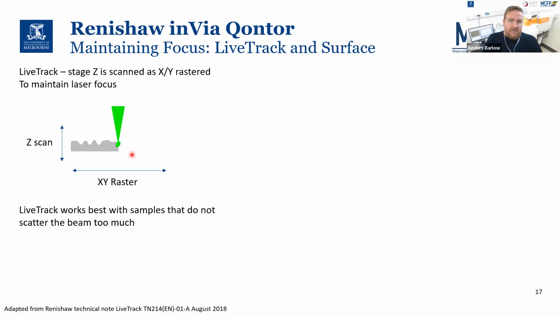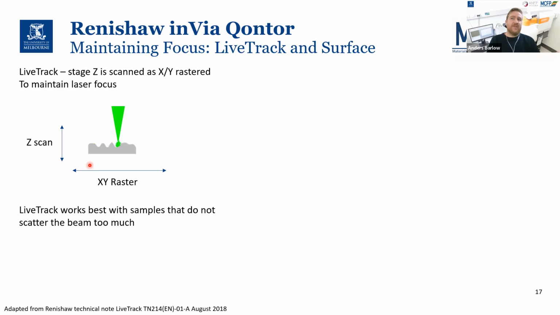So I mentioned LiveTrack already when it comes to these sorts of mapping modes. And basically the way that LiveTrack works is that it works to keep the laser in focus on your sample at all times. And it's not changing the focus of the laser itself, it's changing the Z height of your sample. So if we have, for example, a rough surface like this, and we are doing an XY raster to capture a map, what LiveTrack will do is keep the laser in focus as you are scanning in X and Y. And it does that by scanning X and Y and then scanning Z as well to keep the laser in focus.